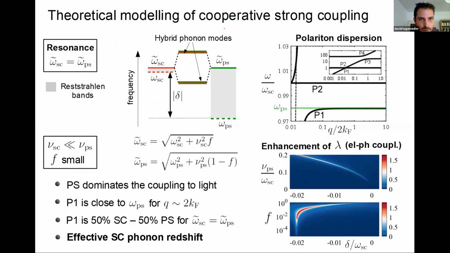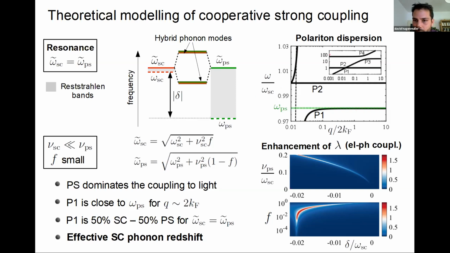So here what we do, we consider exactly the conditions in the experiment. So we assume a resonance between the two shifted phonons. We also assume that the ionic plasma frequency in the superconductor is very small compared to that of polystyrene. And we assume that the filling fraction of the superconductor is very small. So this is in agreement with the experimental conditions. So this means that in this case, the Reststrahlen band of the superconductor is very small compared to that of polystyrene. And this means that polystyrene actually completely dominates the coupling to light. So one can look at the polariton dispersion in this case. So this is obtained by diagonalizing the full Hamiltonian I've shown you before.